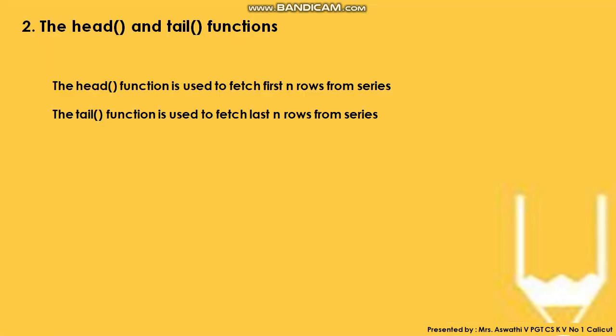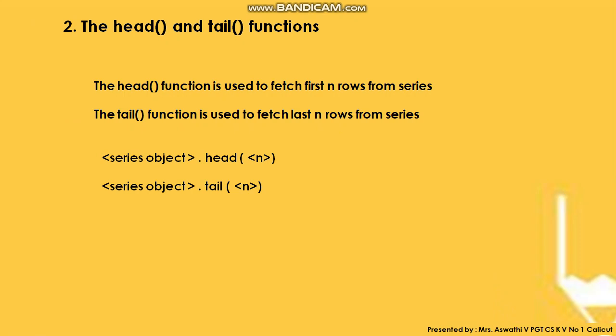Okay. Now the second operation that we have to learn is using head and tail function. The head function is used to fetch first n rows from the series, and tail function is used to fetch the last n rows from a series. You see how it is being used: series object dot head and series object dot tail, and inside the bracket we have to specify the number of rows to be fetched.